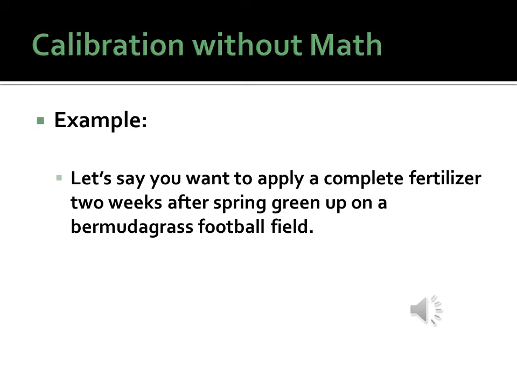Example, let's say you want to apply complete fertilizer 2 weeks after a spring green up on a Bermuda grass football field. First of all, what's spring green up? We're talking about Bermuda grass. What does Bermuda do in the late fall and through the winter? It goes dormant. It's not dead, but it goes dormant, turns brown. That's why a lot of people don't like it in this area. It doesn't bother me. If you've got Bermuda in your lawn, why not let it take over and make it the best standing grass in your lawn?